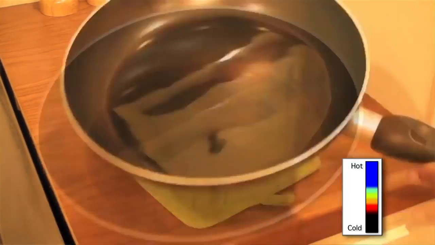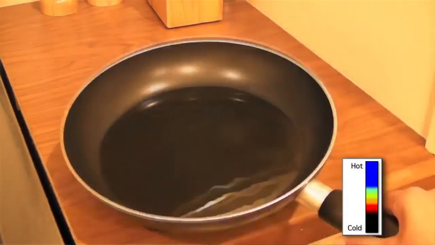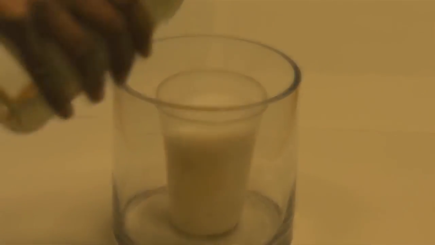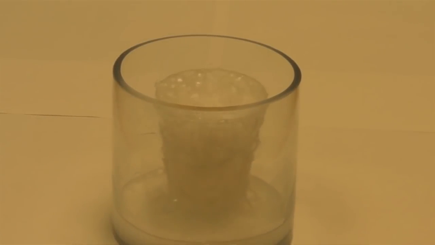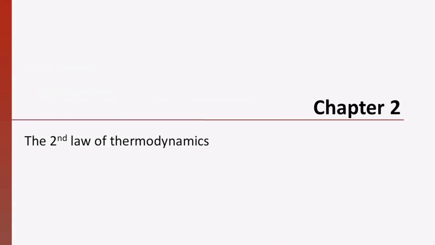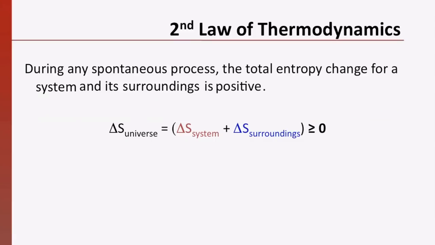But what about processes with which we don't have experience? For example, it would be nice if we had a way of knowing whether or not a given chemical reaction will happen at given conditions. The second law of thermodynamics can help us with this. The second law of thermodynamics states that during any spontaneous process, the total entropy change of a system and its surroundings is positive. In other words, the entropy of the universe, that is, the system plus surroundings, can only increase.